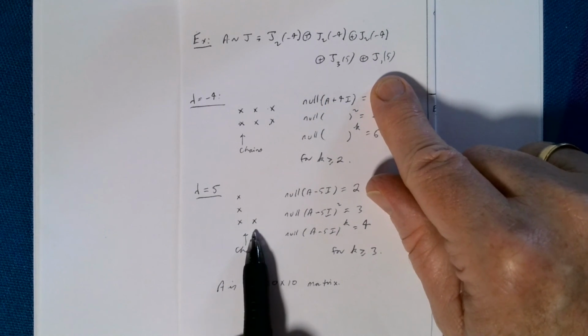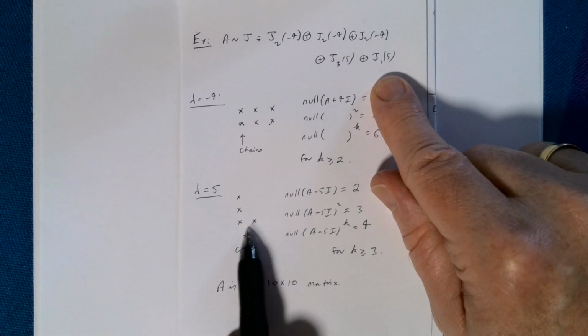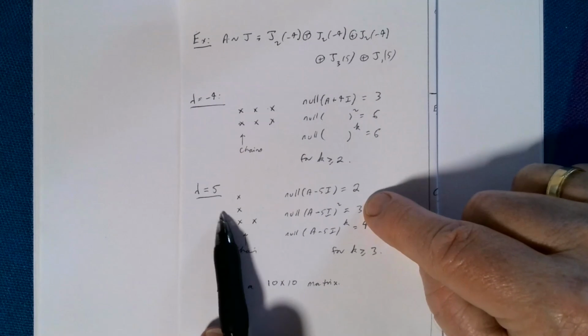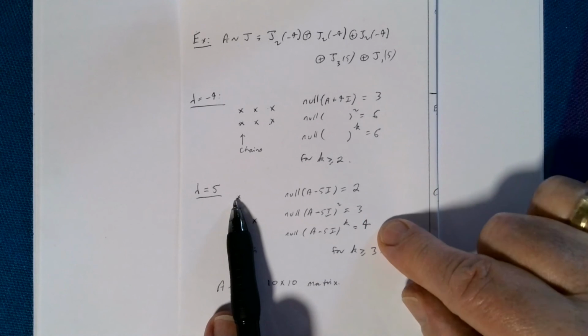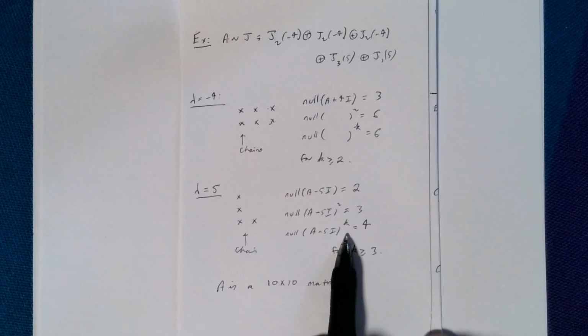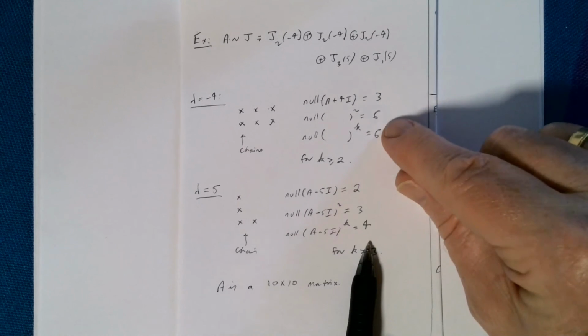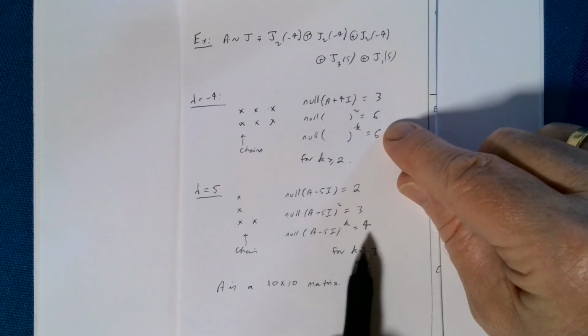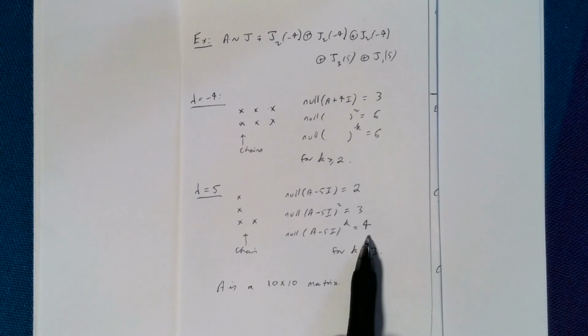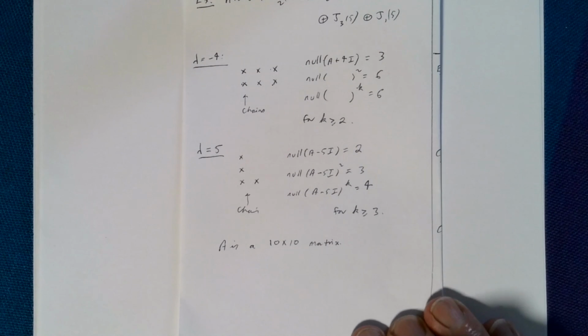And now looking at the kernels, we've got 2. We pick up 1 more to give me 3, pick up 1 more to give me 4. And again, that won't get any bigger. So if k is bigger or equal to 3, that's going to stay at 4. By the way, this tells me that this must have been a 10 by 10 matrix, because we have 6 generalized eigenvectors here, 4 generalized eigenvectors here, giving me a total of 10 generalized eigenvectors. So A must have been, in fact, a 10 by 10 matrix.